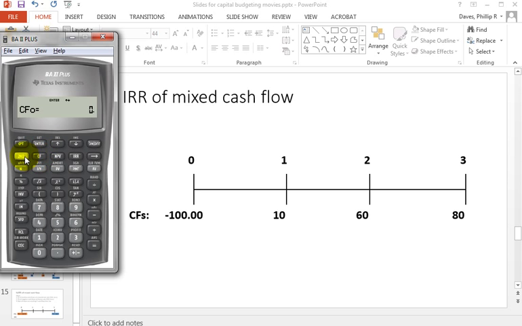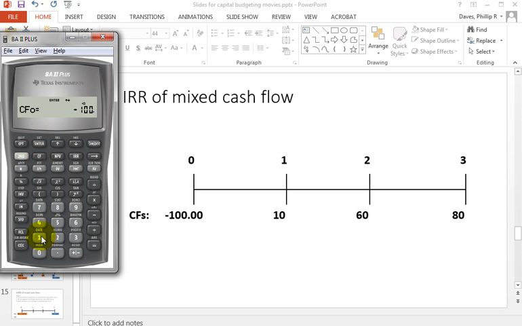And then the second thing you always do is clear everything to make sure that there's nothing left over from some previous problem that you were working. So use the second and the clear work button. And now we're going to go ahead and enter the numbers. So the first one is 100. Change the sign, hit enter.